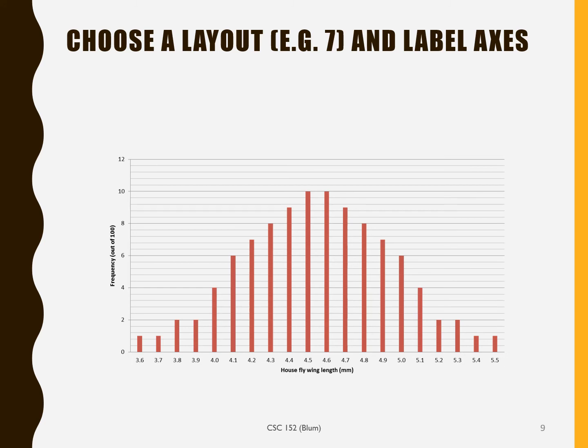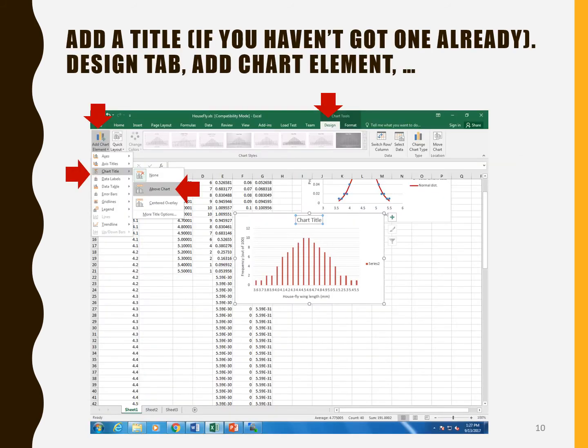Choose some quick layout. I think I chose 7 in order to get axis labels and so on. My quick layout did not have a chart title, so I went to Add Chart Element. Remember, all these things are only available if the chart itself is highlighted. So I highlight the chart, go to Design, then go over to Add Chart Element, and then I chose Chart Title, and then where you wanted it. I wanted it above my chart.